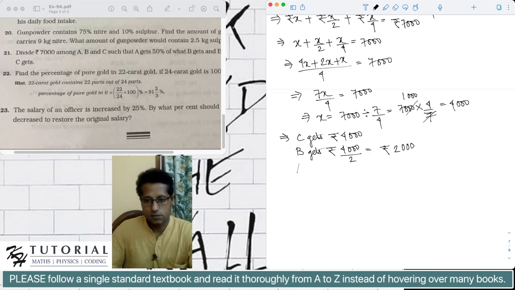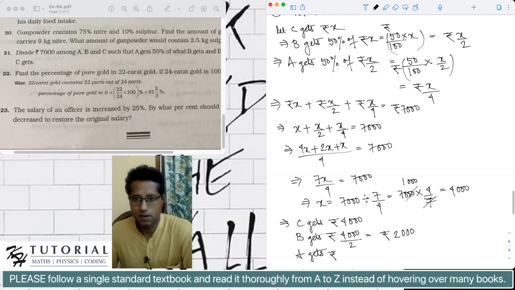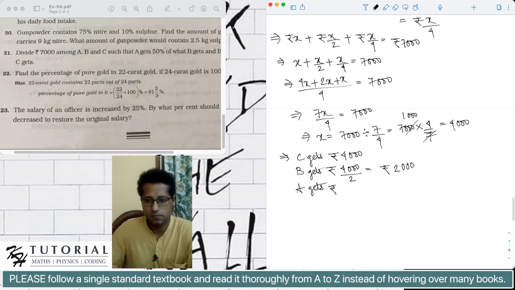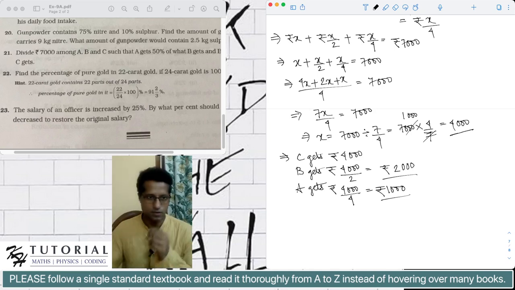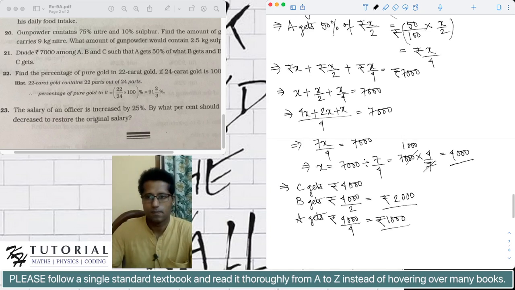And A gets rupees X by 4. So rupees 4,000 by 4, which is equal to rupees 1,000. So these are the amounts that A, B, and C get. C gets 4,000, B gets 2,000, and A gets 1,000. Okay.